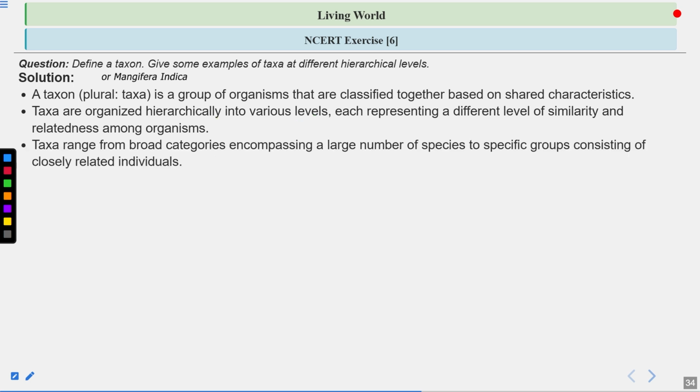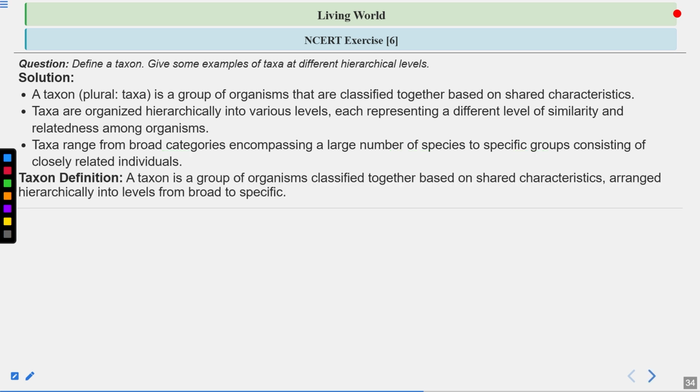Now the taxa can be broad categories encompassing a large number of species, to specific groups consisting of closely related individuals. So these taxa can be broad, like kingdom. Kingdom is a very broad category, or it can be very specific like species. What is the definition of a taxon again? A taxon is a group of organisms classified together based on shared characteristics and arranged hierarchically into levels, from broad to specific. This is the complete definition of the taxon.